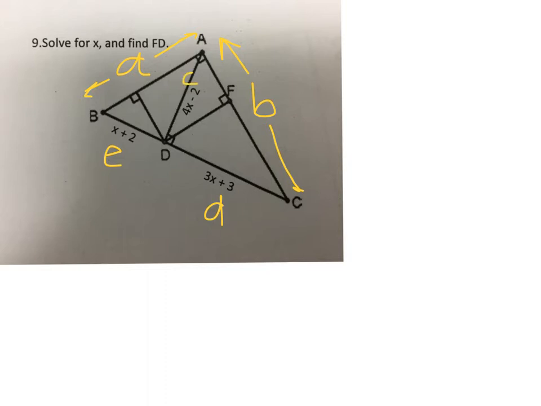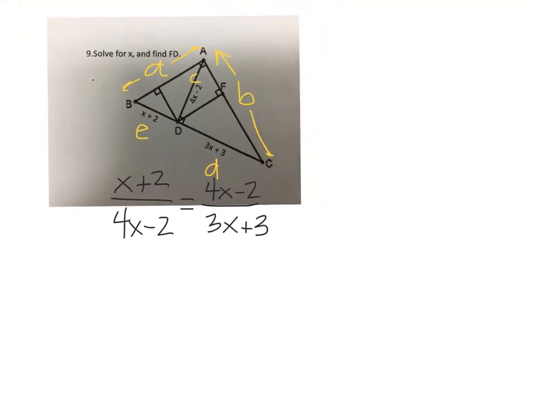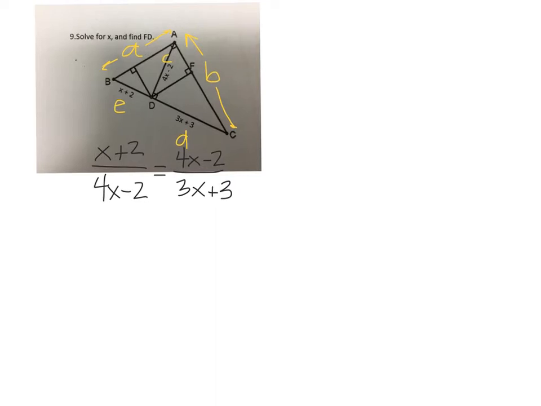Okay, so we know E and D and C, so we can set up the proportion that says x plus 2 over 4x minus 2, okay, that's the altitude, is in proportion to, once again, the altitude over 3x plus 3. Okay, so in order to figure out the length of FD, we're going to have to first solve for x so that we can figure out what these other lengths happen to be.